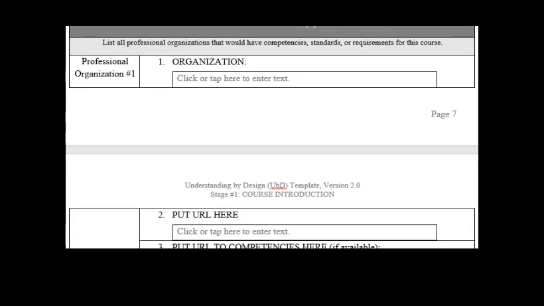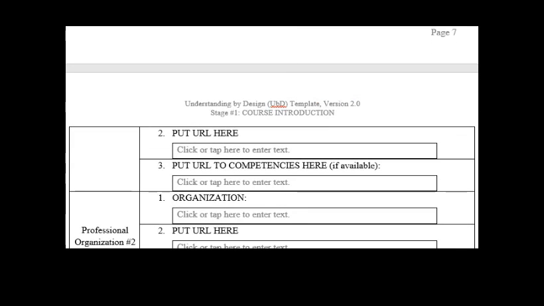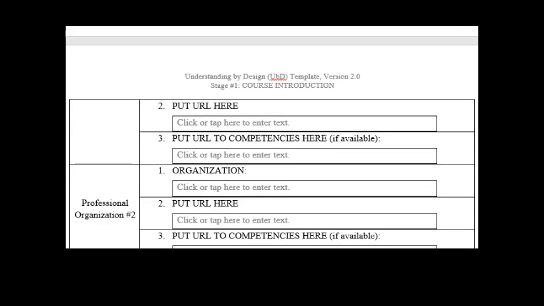Next, you'll re-identify the professional organizations you will be using. You will list the organization, the URL to their site, and the direct URL to their competencies if available. You will be utilizing these competencies later in stage 1.